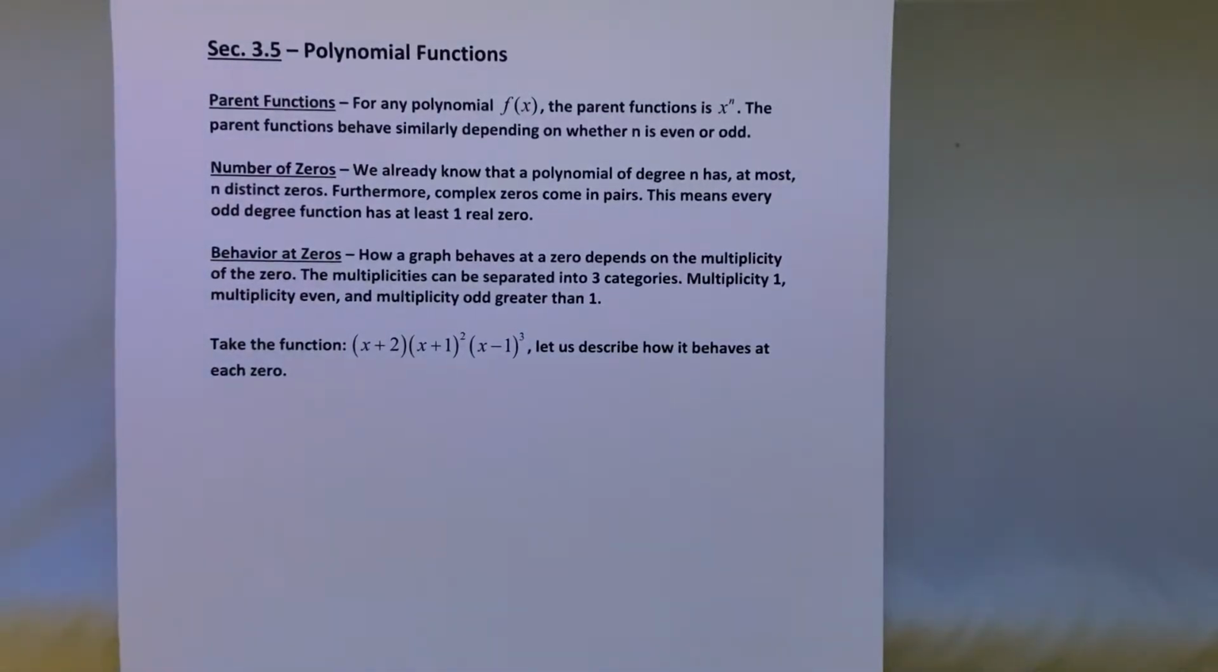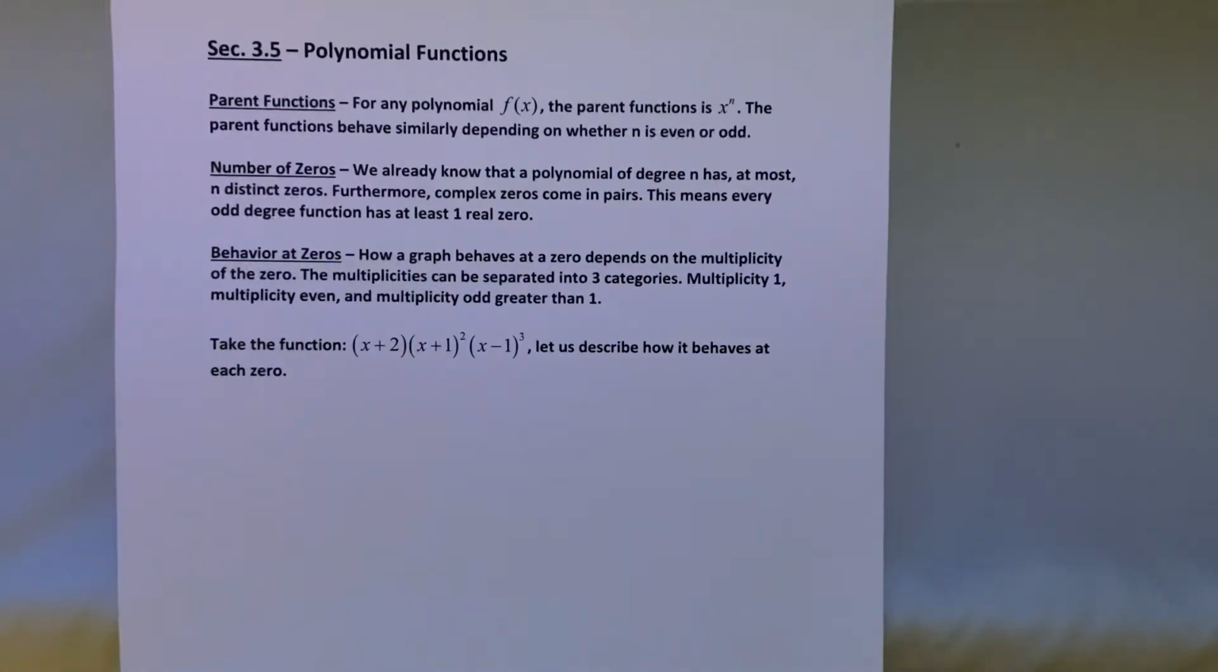Okay, business algebra, let's talk polynomial functions. We probably know what a polynomial is, but the parent function for any polynomial is x to the n, where n is the largest power of that polynomial that you see. The number of zeros of a polynomial is at most that n. So for example, x squared, the quadratics have at most 2 zeros.